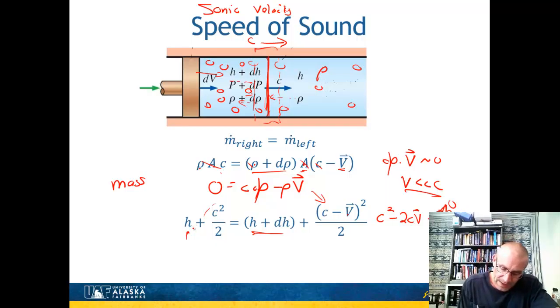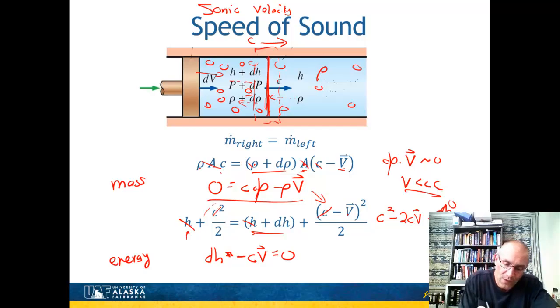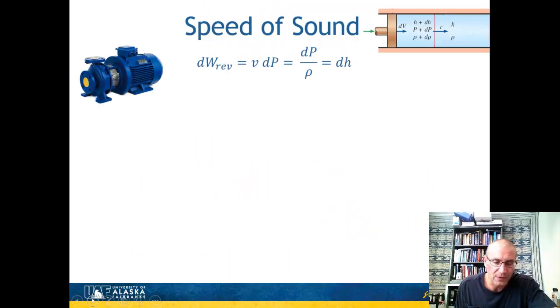And so again, I can cancel this H with that H there, and then I've got a C squared that's going to cancel with that term. So I'm going to end up with just simply DH minus C times V is equal to 0. And that's going to be my energy balance. So just to review, here's a mass balance over this little control volume. It's moving at the speed of sound, and here's an energy balance over it as well. So we're going to keep developing this equation.